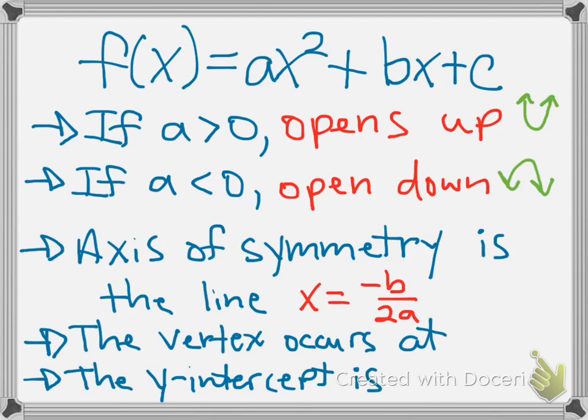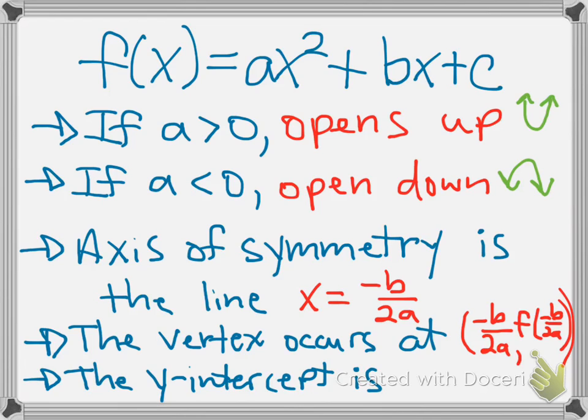So since we know where the axis of symmetry in our parabola occurs, it occurs at the x value negative b over 2a, that means we can figure out where the vertex occurs. The x-coordinate of our vertex will be negative b over 2a, of course. And then the y-coordinate will be the y value of our function evaluated at that x value of negative b over 2a. That notation might look a little bit intimidating, but we're going to go through a couple of examples that will show you what exactly that means.